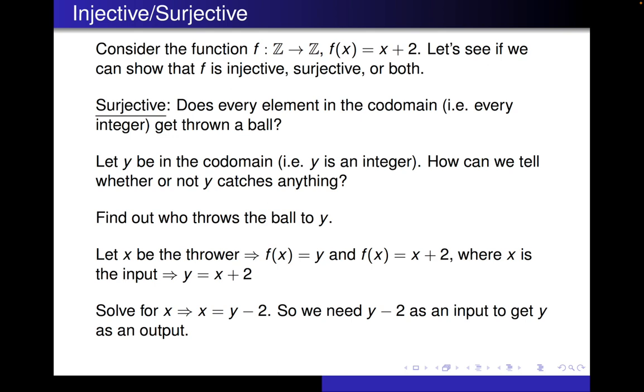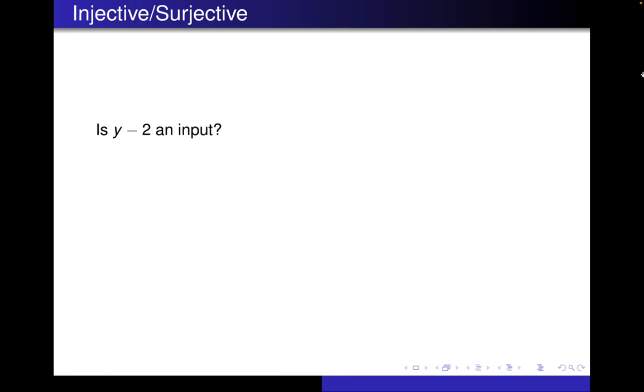So what we think we need is y minus 2 to be the input to get y as an output. But in order to verify that, we've got to plug it into the function to see if it works. First of all, is y minus 2 an appropriate input? Is that something I'm allowed to put in my function? Well, remember, in order to be an input, since the domain is the integers, y minus 2 has to be an integer. So how do we know y minus 2 is an integer?